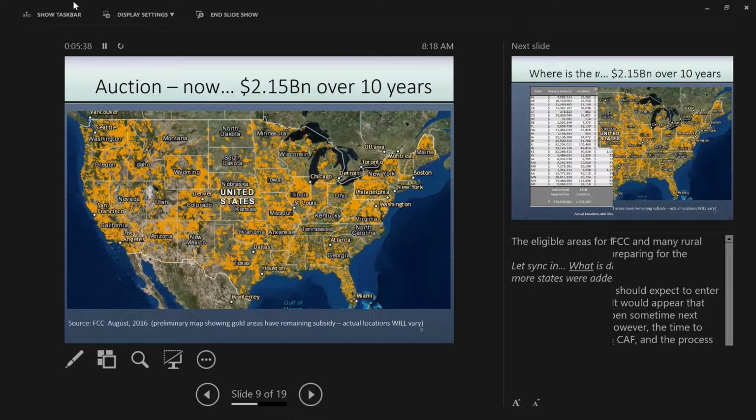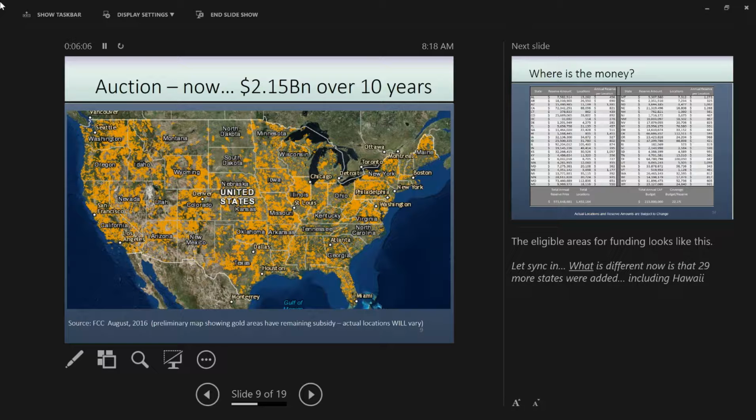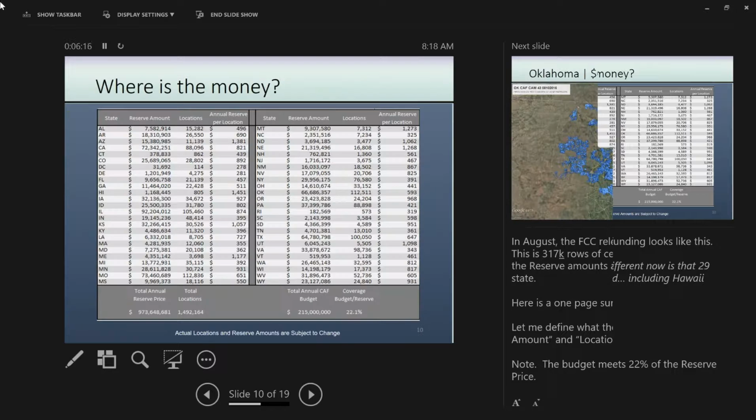We'll now look at the auction itself and see in this slide, depicted in gold, the areas eligible for funding at the census blocks that are shown here on the map. What is added is 29 additional states. So up until this change, we anticipated that there would be no eligible funding for states such as Texas and California, Oregon, Washington, the entire upper Midwest, and much of the Southeast. The changes, I think, are very significant.